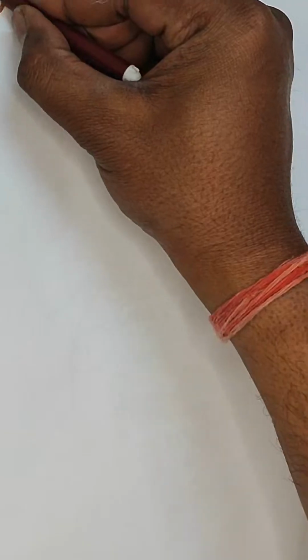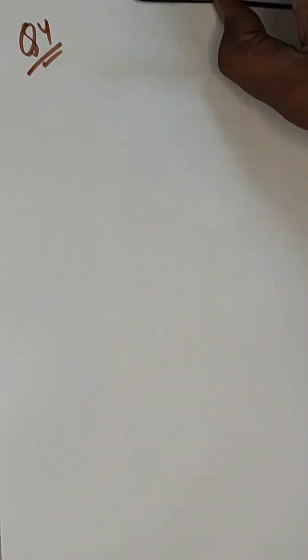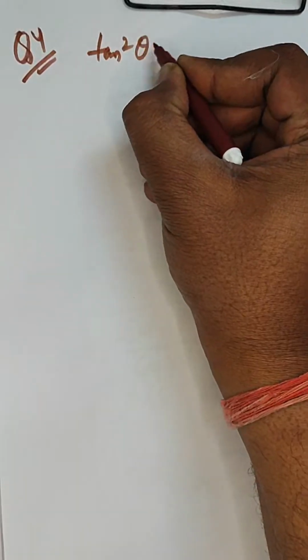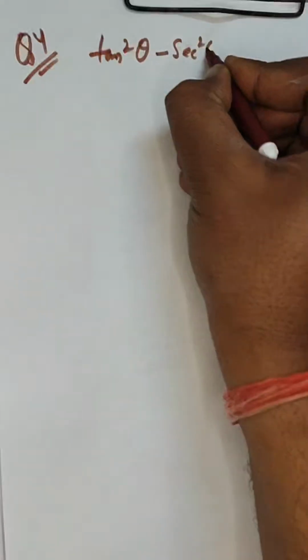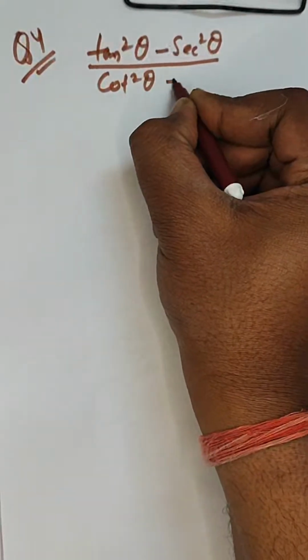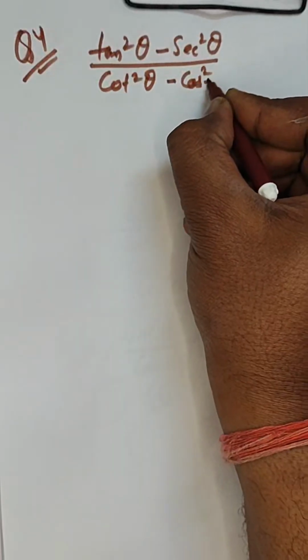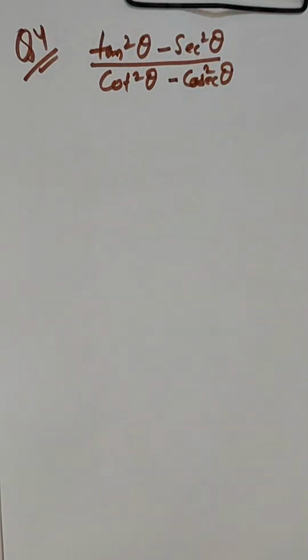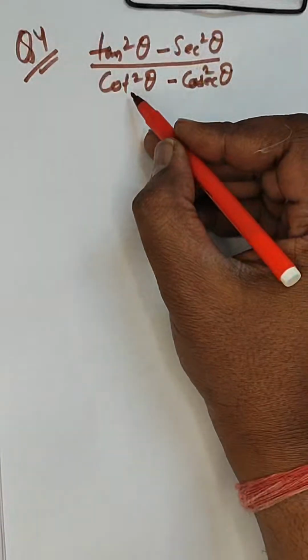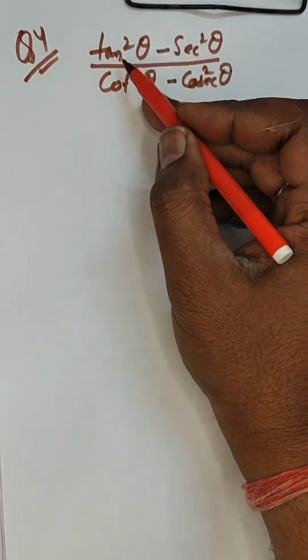So question number 4 for today is: write the value of (tan square theta minus sec square theta) divided by (cot square theta minus cosec square theta). You know the identities: cosec square theta minus cot square theta is 1, and sec square theta minus tan square theta is 1.